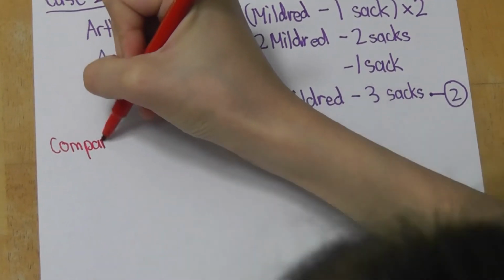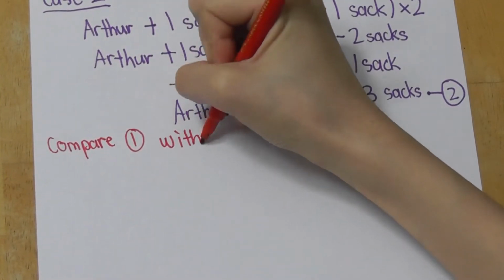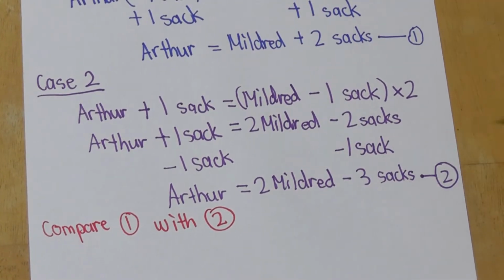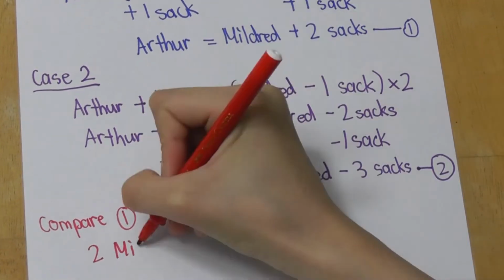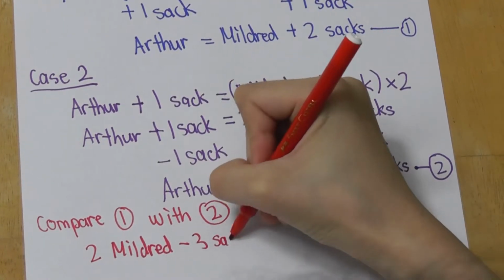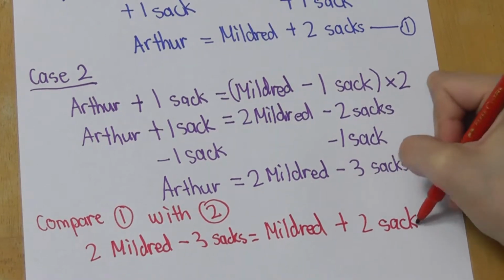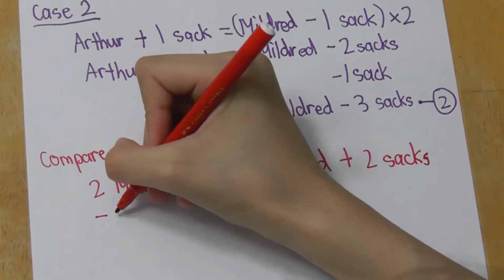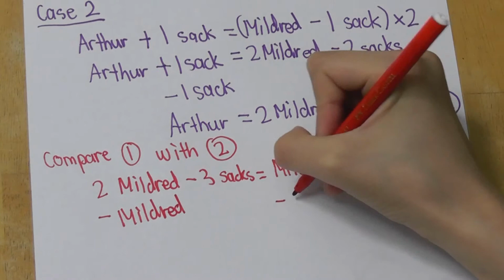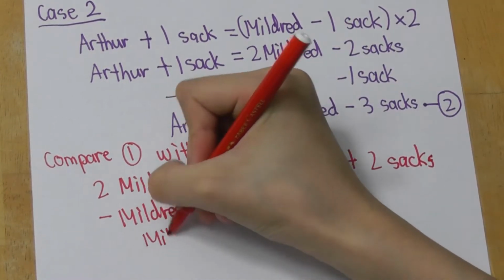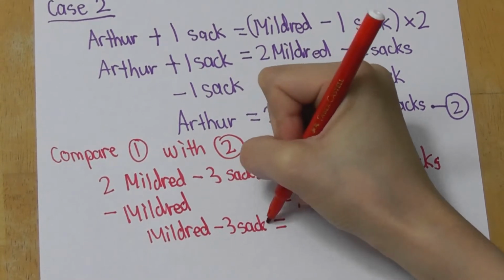So now we can compare equation 1 with equation 2. As Arthur equals this and this, that means blue equals purple. So we can write it out as 2 Mildred minus 3 sacks equals Mildred plus 2 sacks. So now we can simplify it by deducting a Mildred on the left-hand side and another Mildred on the right-hand side. And that will leave Mildred minus 3 sacks equals 2 sacks.